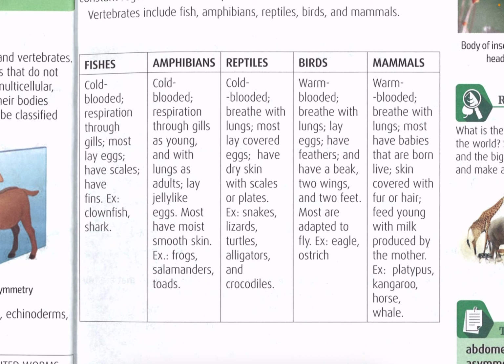Рептилии теперь. Reptiles are cold-blooded. They can respirate by lungs. Most lay eggs.